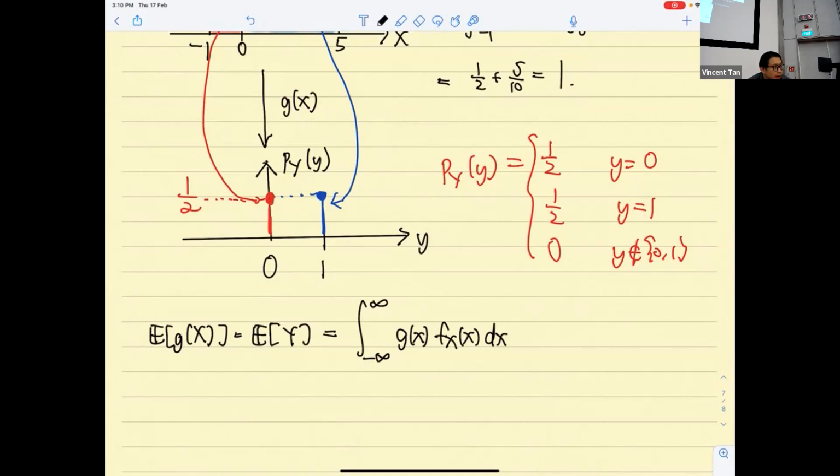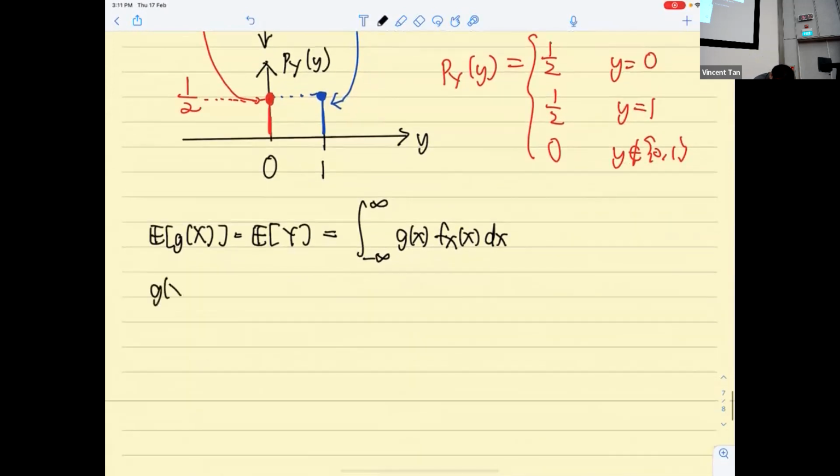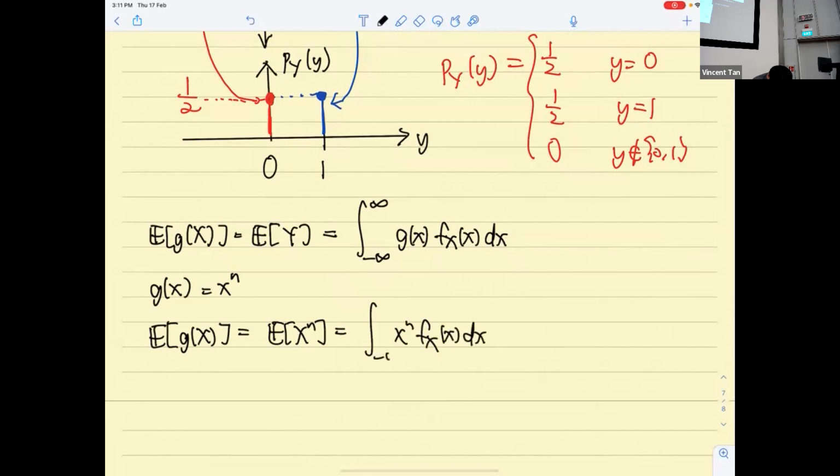So now we can talk about other interesting functions like g of x equals x to the power n. That leads us to the expected value of g of x, which is equal to the expected value of x to the power n. And this expression looks like the integral of x to the n times f_X of x dx. Now, sometimes I use u here because I don't like too many x's. But you should be comfortable looking at both of them because the u and the x inside here are just dummy variables. You can use anything you want. I just want to distinguish from x sometimes because there are too many x's here.